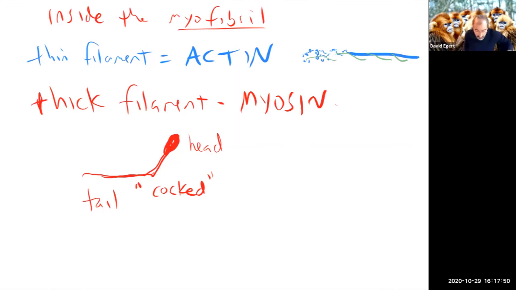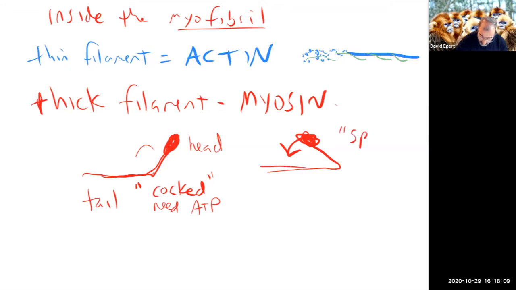So a myosin head here takes ATP. You need ATP to cock it. It uses energy. And then if you give it the right trigger, the head snaps in. So this is what I'll call more like sprung. This is when it goes boom, it goes in. The trigger for this is the head binding to actin. Triggered by binding to actin.